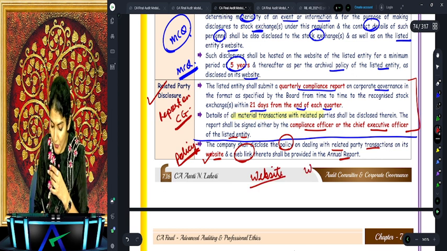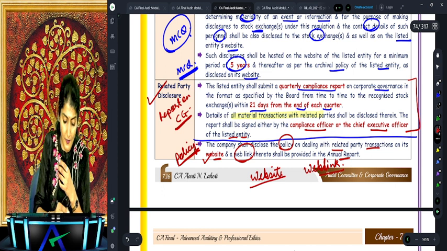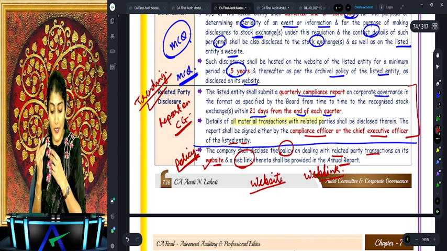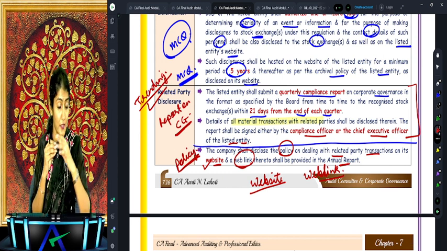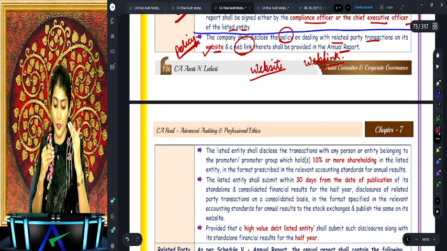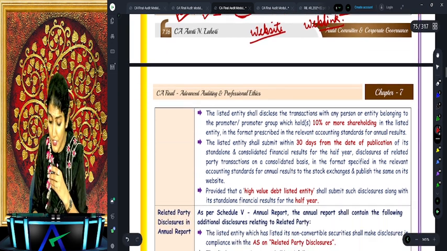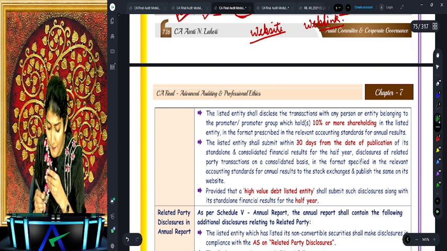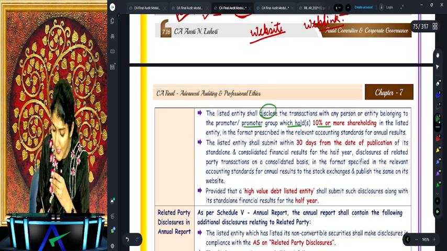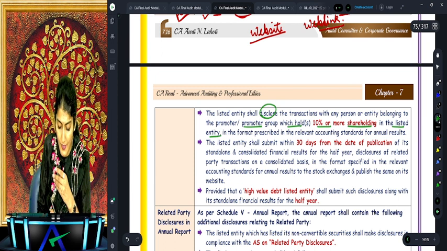It has to be given on the website, and in the annual report you need to give the web link, right? Related party disclosures is right now trending, asked a few times in the exam recently. So it is to be given on the website, and a web link thereto shall be provided in the annual report. Then the listed entity shall disclose the transactions with any person or entity belonging to the promoter or promoter group which holds 10% or more of the shareholding in the listed entity.